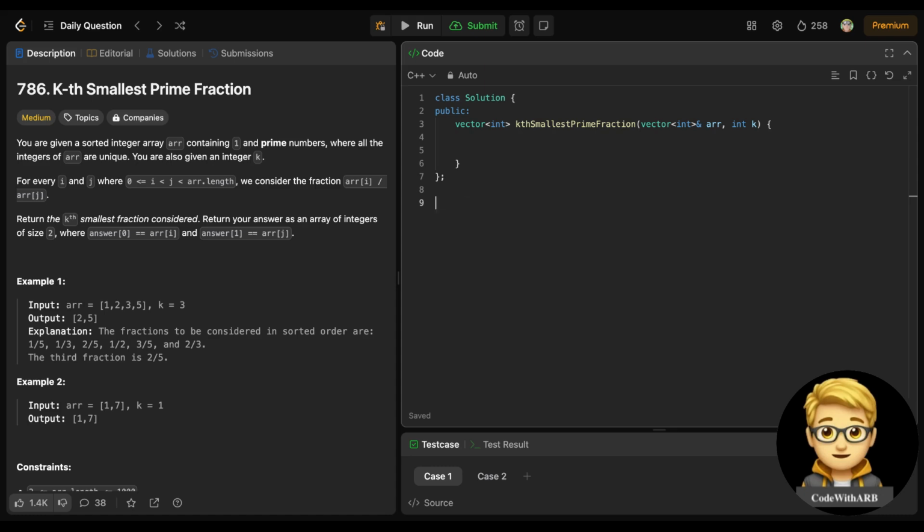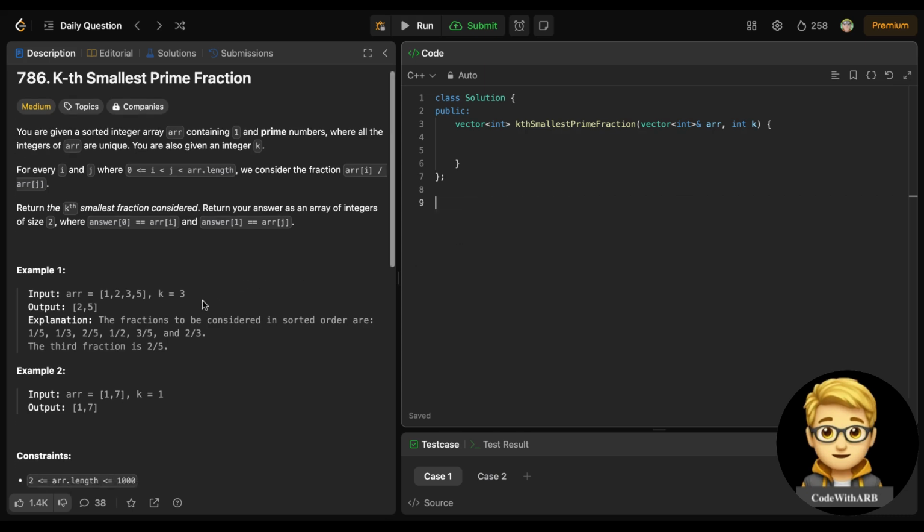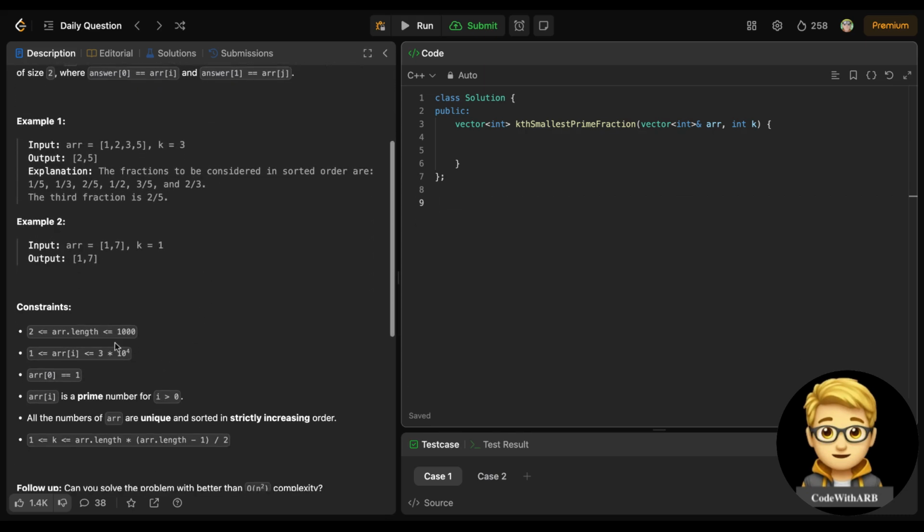So for finding the kth smallest fraction, if we see the constraints here, array.length is up to 10 to the power 3, array[i] up to 10 to the power 4, array[0] should be 1, and array[i] is a prime number, and all array numbers are unique and sorted in strictly increasing order. So we are given 10 to the power 3 only for array.length. So it means O(n square) will also work here, right?